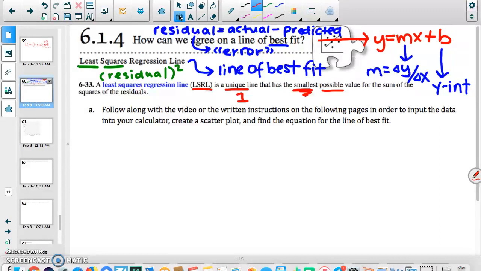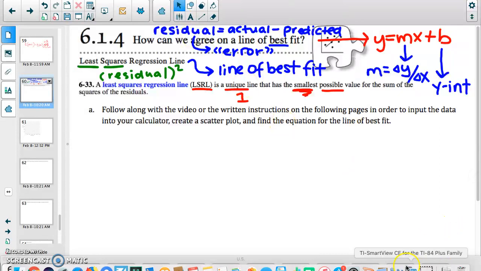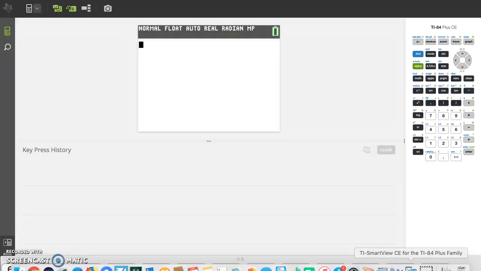So now that you are understanding why we need technology, let's get out our calculators. I've actually got one on my computer, nifty enough, but get out yours. If you don't have one, this is a great time to ask me for one, but you really need to get one because there's no other way to do this other than using some form of technology.